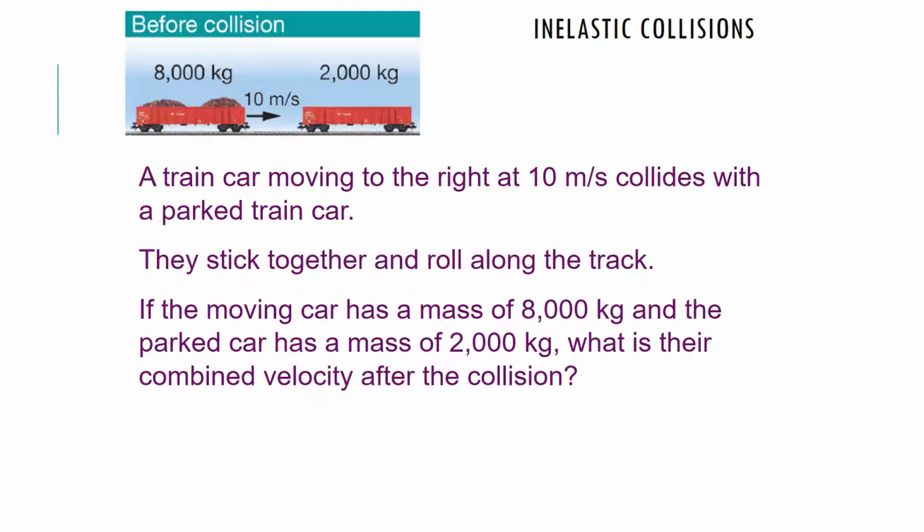All right, so we're going to look at an inelastic collision problem. A train car moving to the right at 10 meters per second collides with a parked train car. They stick together and roll along the track. If the moving car has a mass of 8,000 kilograms and the parked car has a mass of 2,000 kilograms, what is their combined velocity after the collision?